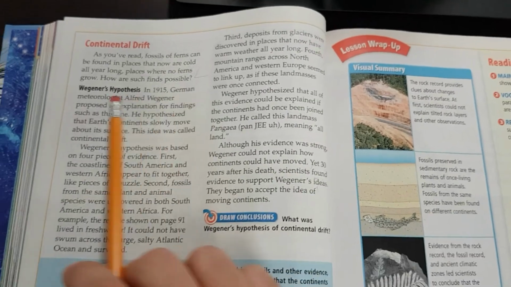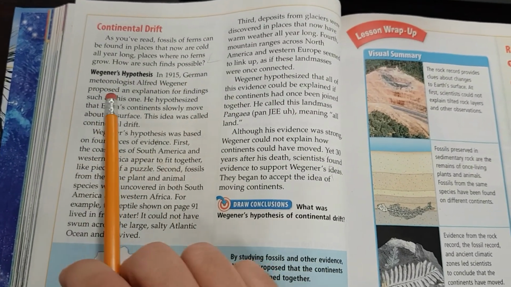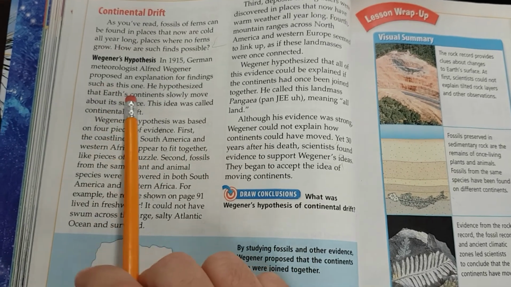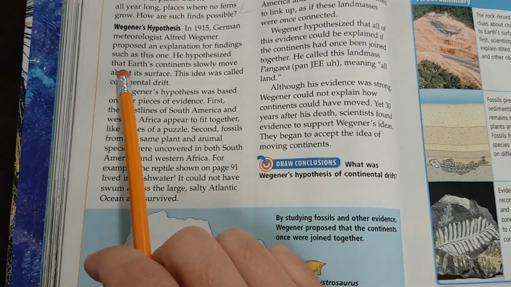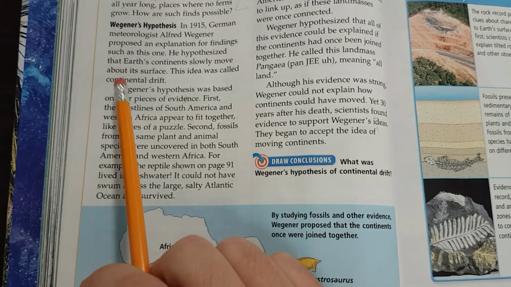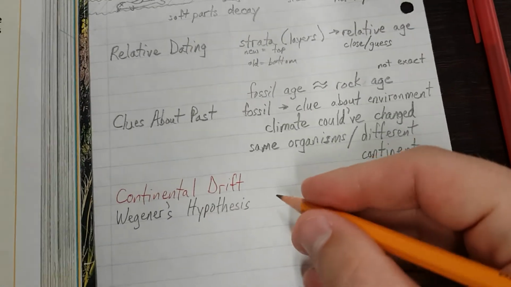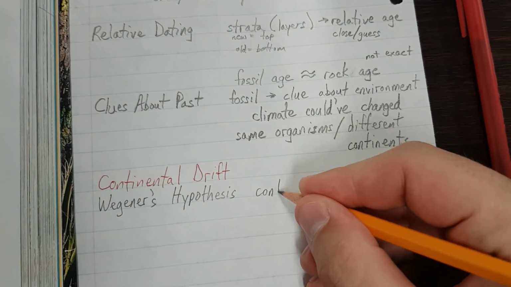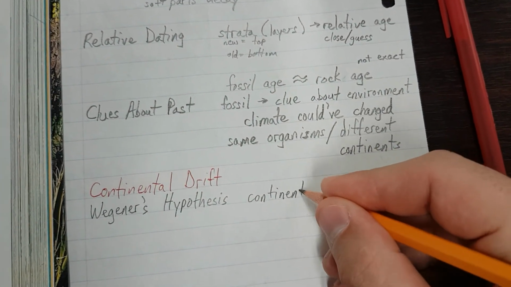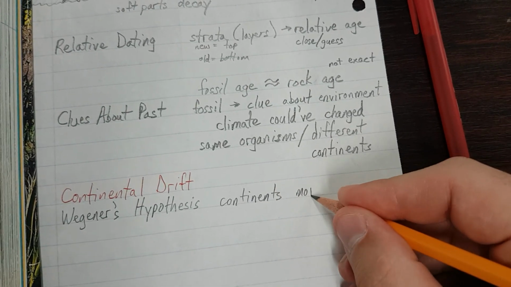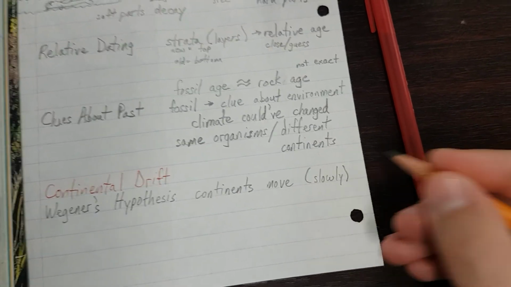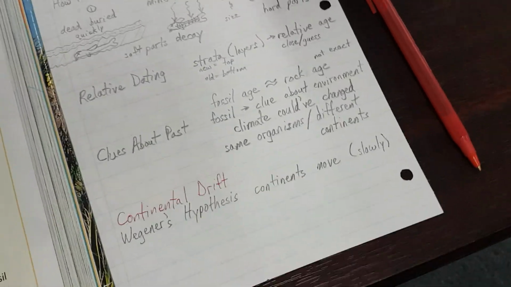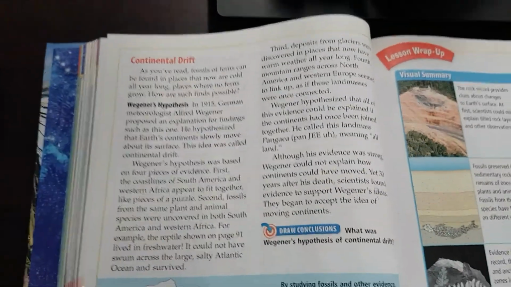In 1915, German meteorologist Alfred Wegener proposed an explanation for findings such as this one. He hypothesized that Earth's continents slowly move about its surface. This idea was called Continental Drift. So he had an idea that the continents are actually moving. Continents, C-O-N-T-I-N-E-N-T-S, move, M-O-V-E, parentheses, slowly, S-L-O-W-L-Y. So slowly that we humans don't normally see it. We have to make special measurements to figure this out.